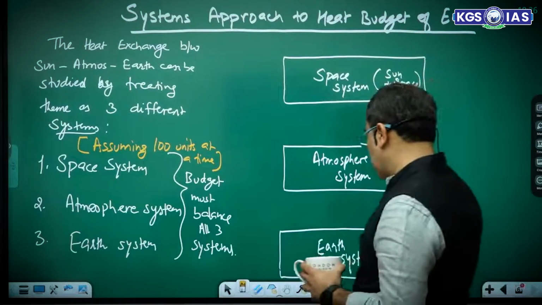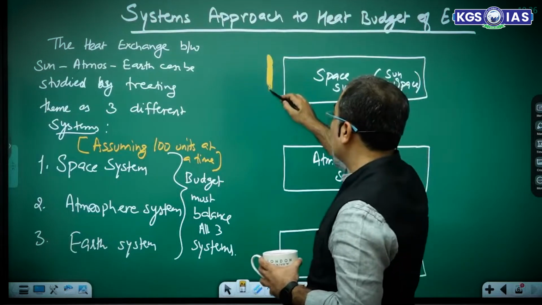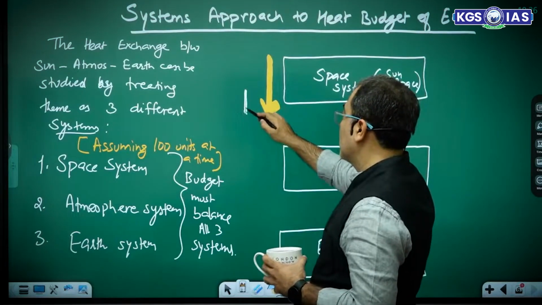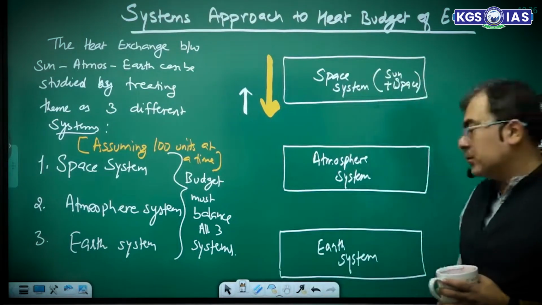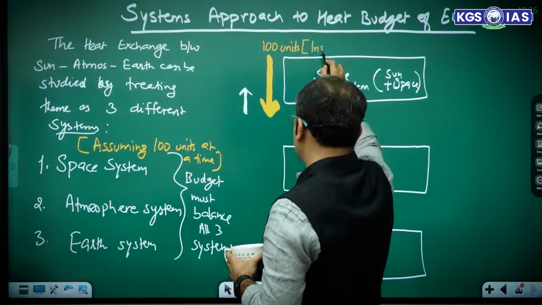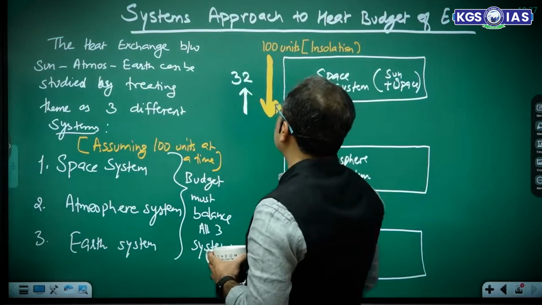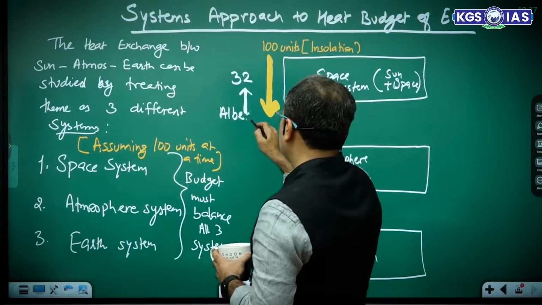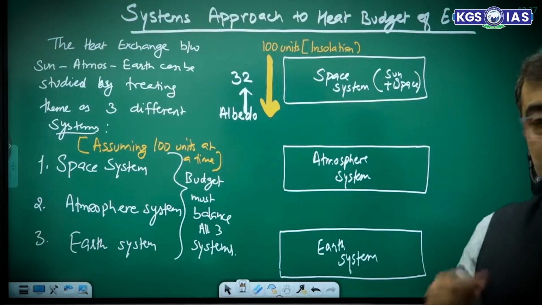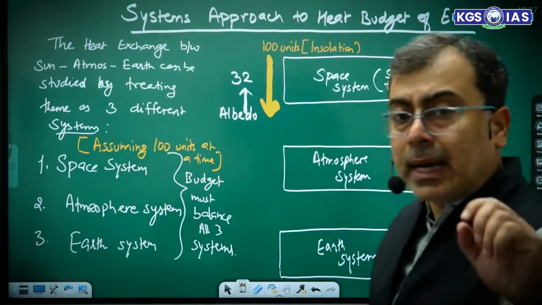So everyone, space system sends, what is this? Let me write down. 100 units insolation and 32 units, what is this? Albedo. Are we okay up to this point? यहाँ तक clear कर दो मुझे. He said this is understood. Sun and space are giving 100 units, and 32 are going back as albedo.